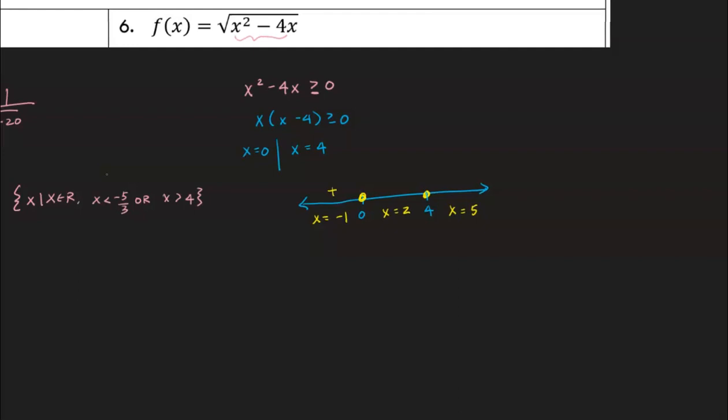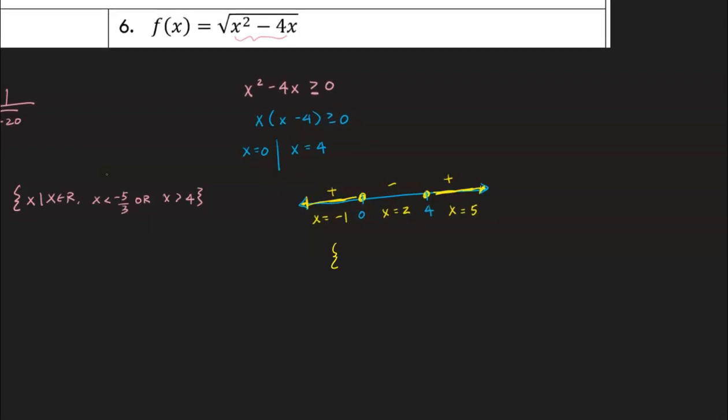2 gives a positive and a negative, so this is going to give me a negative. 5 is positive and positive, so a positive. So greater than, it's going to be all of this, all of that.